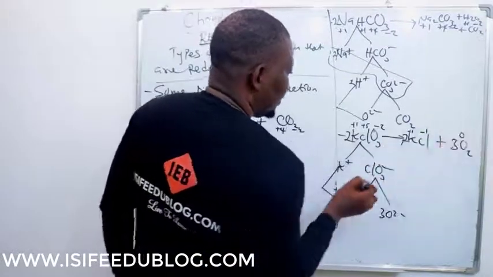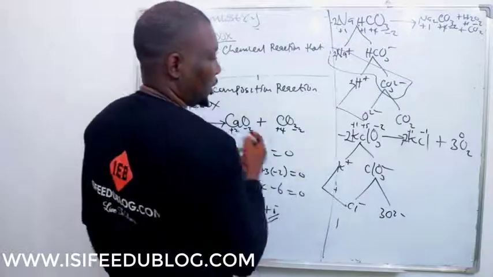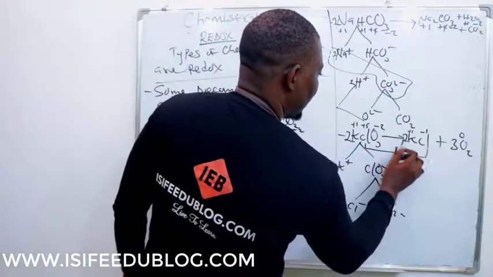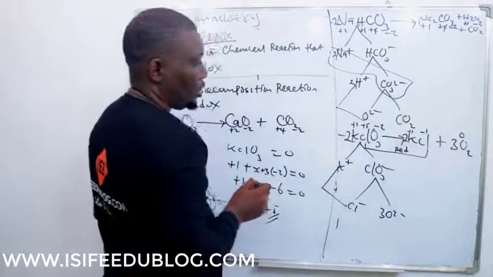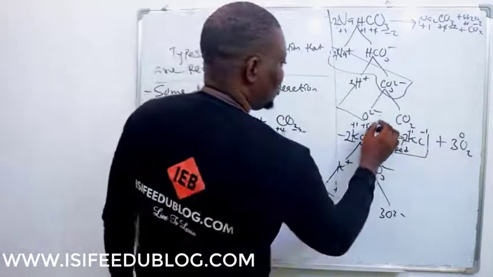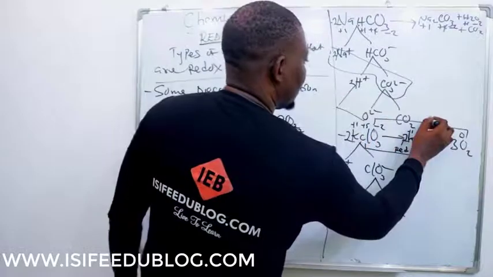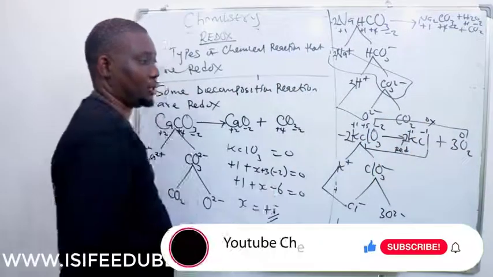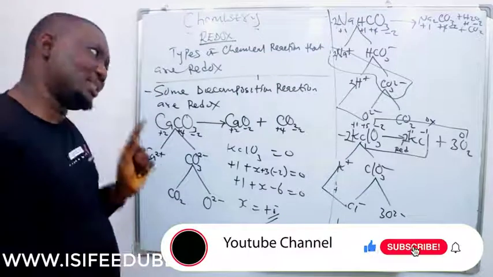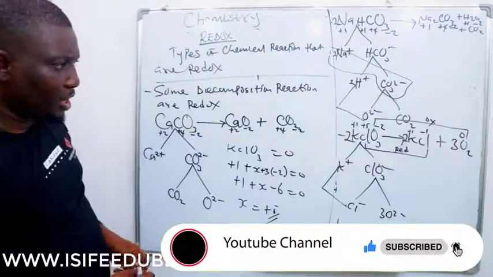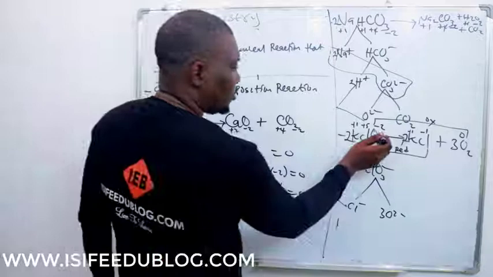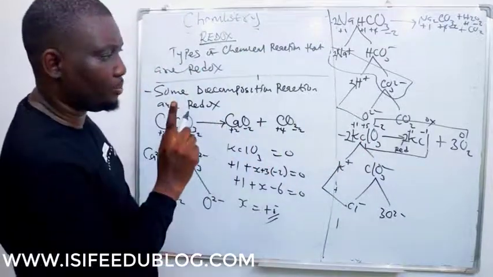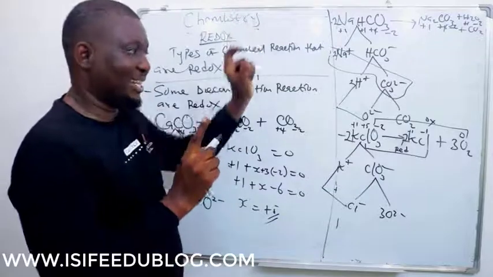Here is +1, -1, and here is 0. So from what we have here, forget about potassium, it is not changing, but chlorine has changed from +5 to -1. Actually, this is reduction. Oxygen has changed from -2 to 0. Actually, this is oxidation. So this sort of decomposition reaction is redox. But in this reaction, something unique happened. Only one compound is behaving as both oxidizing agent and reducing agent. Only one compound oxidizes and at the same time reduces.